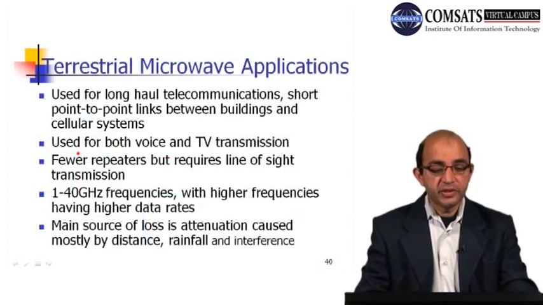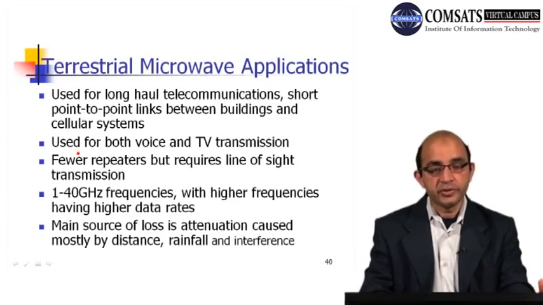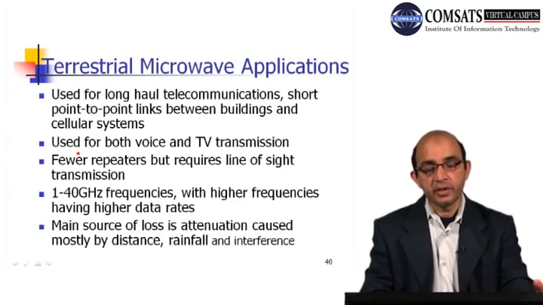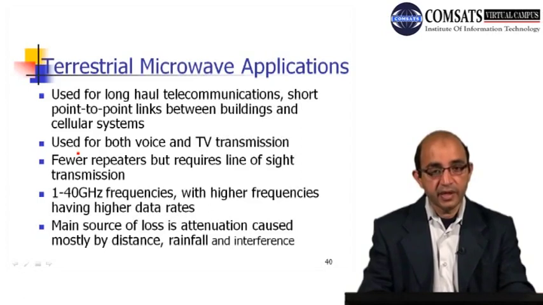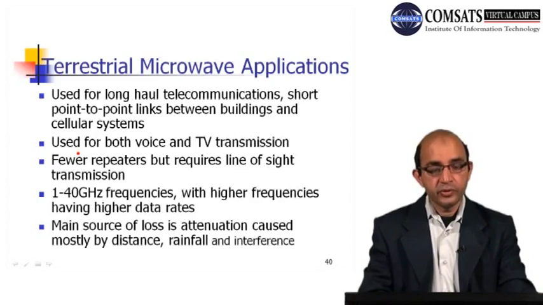Here we have the applications of terrestrial microwave. This technology is used for long haul communications. It can also be used for short point-to-point links between buildings and cellular systems, and we can have very small circular antennas pointing to another tower with another antenna, so we have point-to-point communication. We can also use this for voice and TV transmission. And the main source of loss is attenuation.